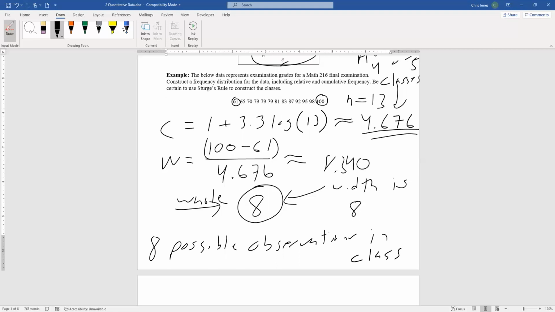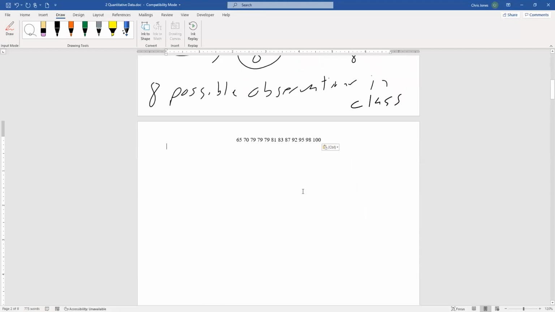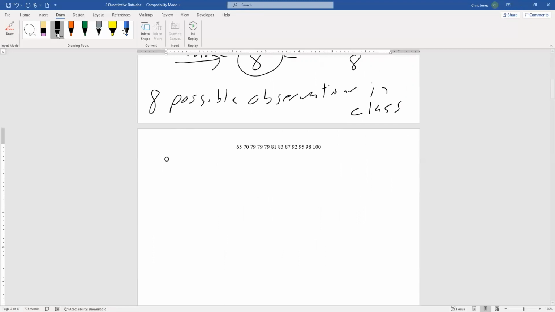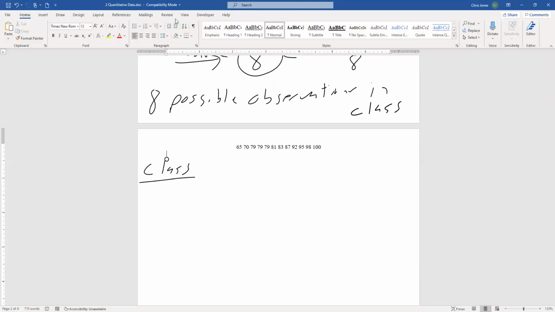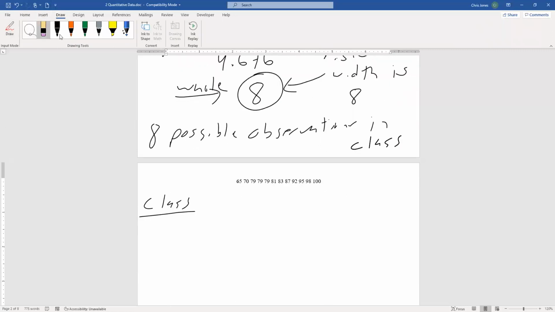All right. So now we're ready to go through and actually construct the frequency distribution for this thing. I'm going to copy this because we do need these numbers again, so we don't have to keep scrolling back and forth. And we're going to start off with the classes. The lowest number we had was 61, so the lower bound for our class is going to be 61.